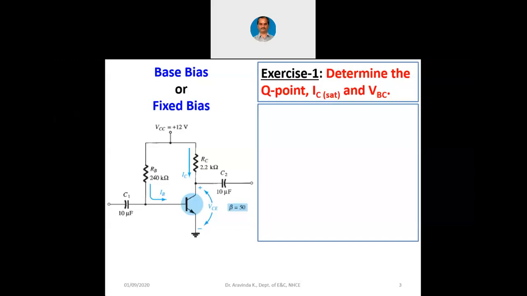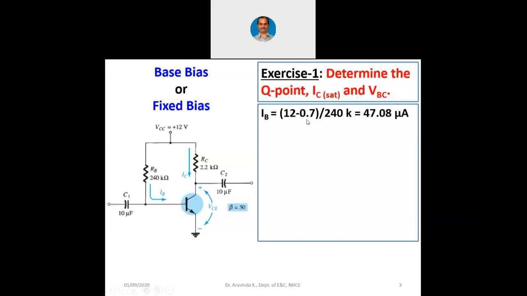Okay, it should not take this much time. Sayan has given the answer IB as 47 microampere and Geetanjali has given the answer 4.75 microampere. VBC is 5.89 volts. Okay, that VBC, let us see later. First I want to know the Q point. Anyway, let me show you the answer.